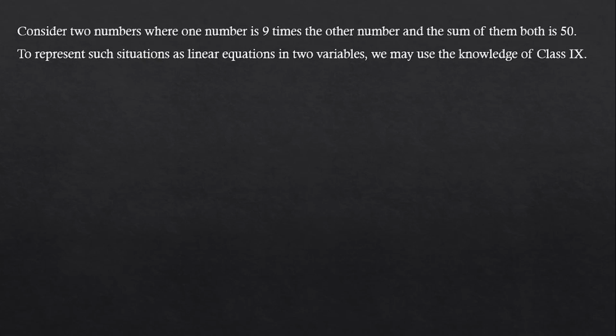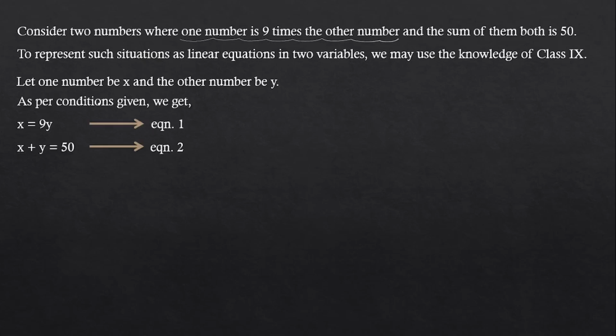Now we have studied a little bit of linear equation in two variables in class 9. So based on that knowledge, let us try to frame the equations for the conditions given. First, they are talking about two numbers and both the numbers are unknown. So we will start by assuming that one number is x and the other number is y. The first condition says one number is 9 times the other number. So one number being x is equal to 9 times the other number, which is y. So the first equation we get is x is equal to 9y.